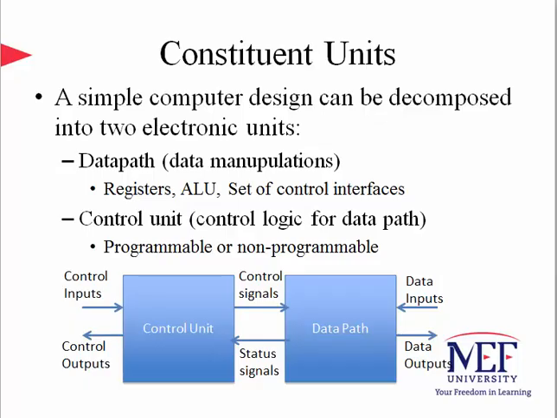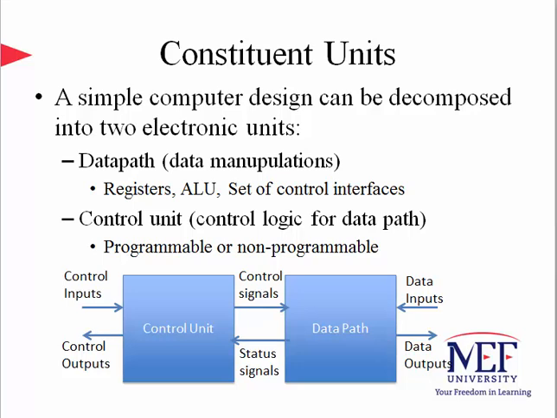So there are two major building blocks of a CPU. These are called the datapath and the control unit. The datapath is responsible for all the data manipulations, which include register transfers and arithmetic or logic operations on the register-stored values. It also has a set of control interfaces, which are quite design specific. The control unit is basically the combinational or sequential circuit that produces the necessary control signals for the datapath.